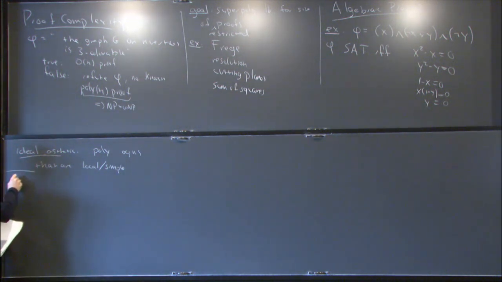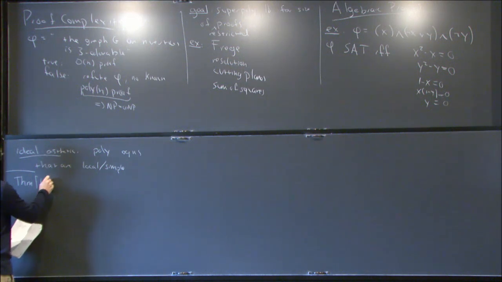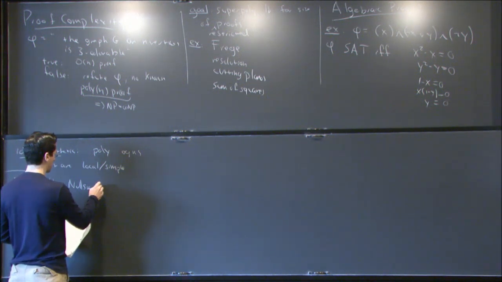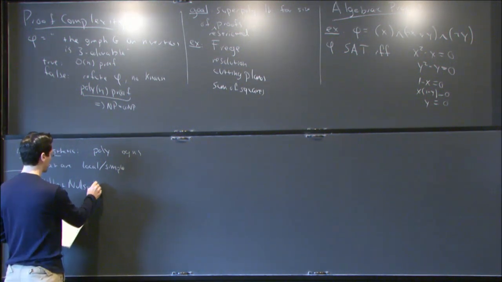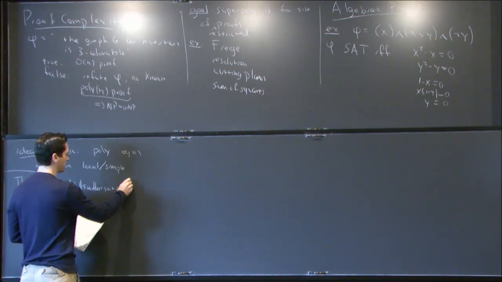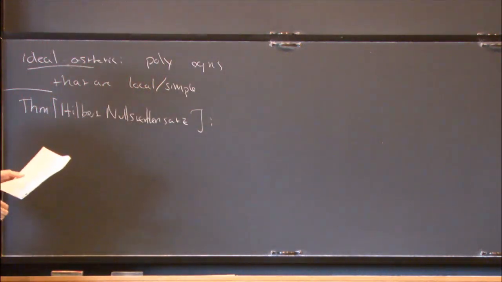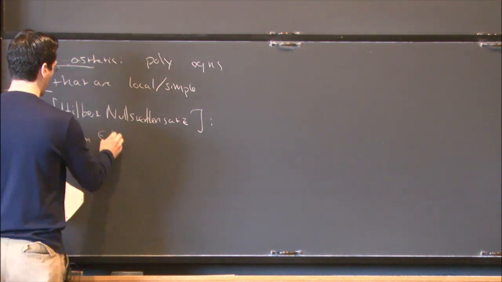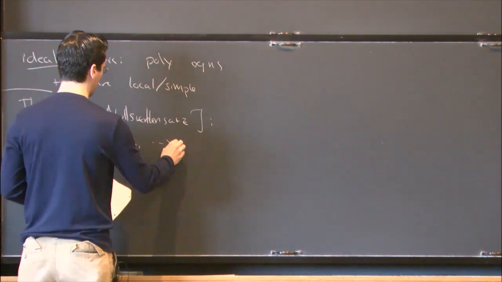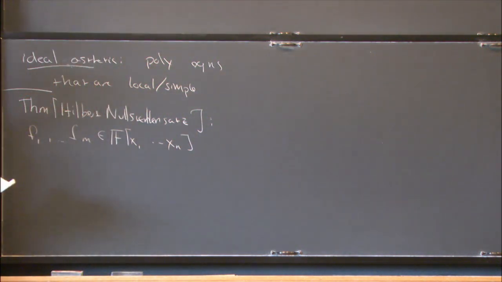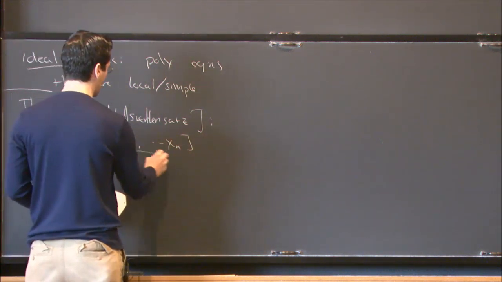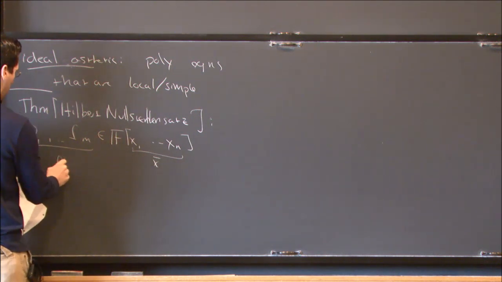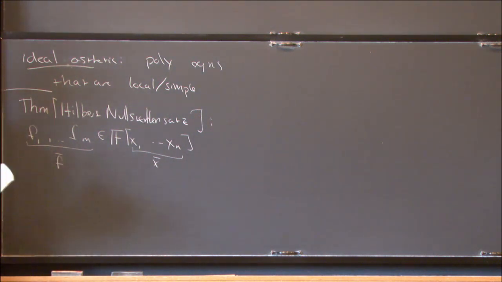OK, so how do we actually do a refutation? Well, there's Hilbert's Nullstellensatz, which is a way to give a refutation. So we're going to have polynomials f1 up to fm, and they're going to lie in some ring of polynomials. And just for notational purposes, let me call the variables x bar, vector variables, and the polynomials will be vector polynomials f bar.